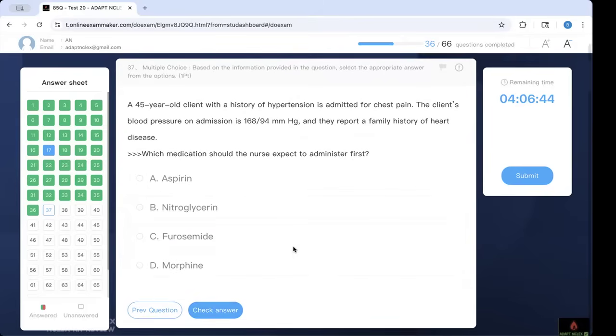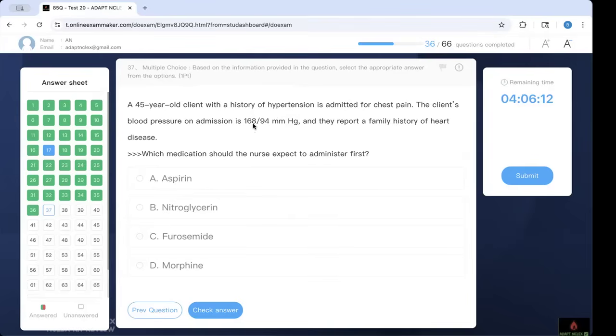A 45-year-old client with a history of hypertension is admitted for chest pain. The client's blood pressure on admission is 168/94. Bad, hypertensive urgency. They report the family history of heart disease. Which medication should the nurse expect to administer first? What do you think? Which one would you give? Morphine, furosemide, nitro, and aspirin. Which one?